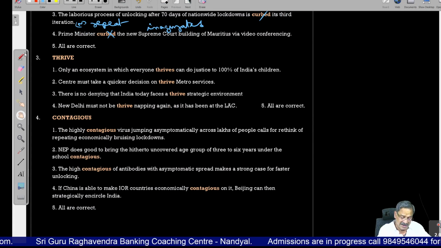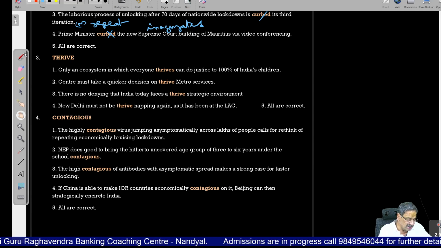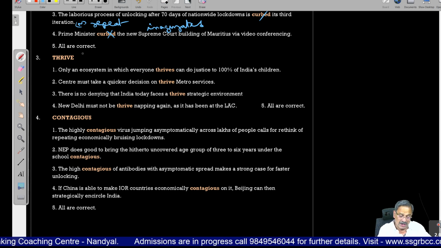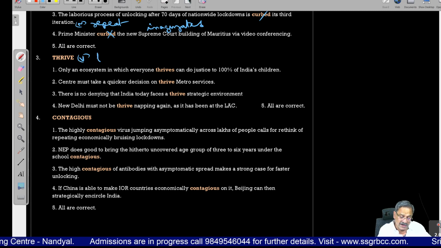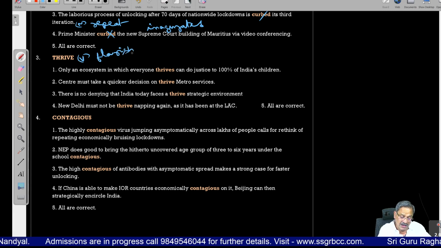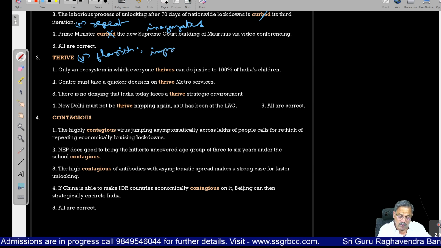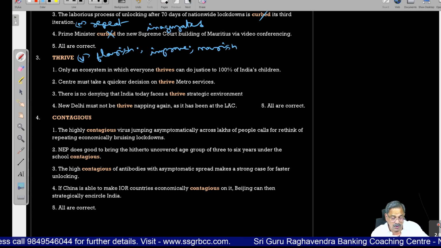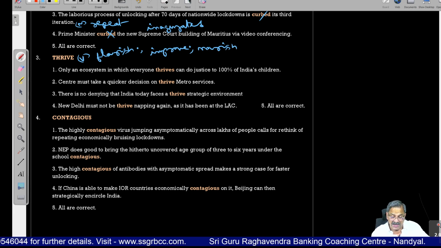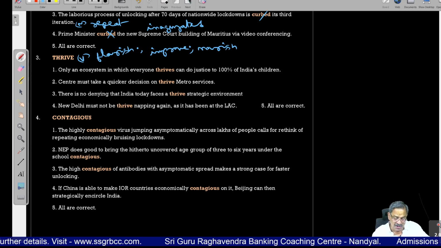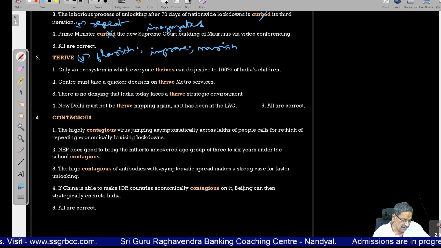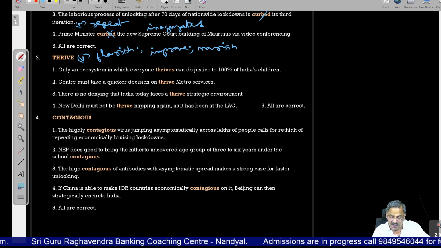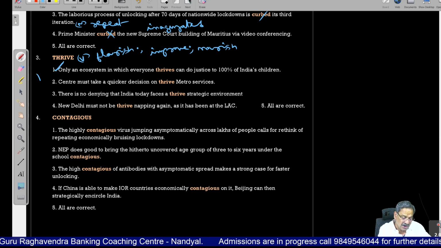Now, next one is thrive. Thrive means flourish, F-L-O-U-R-I-S-H. Another meaning is improve. Another meaning is nourish. So, only an ecosystem in which everyone thrives. Everyone improves, can do justice. Everyone nourish, everyone thrives. So, everyone is singular, take a singular verb. So, absolutely the first one is correct.